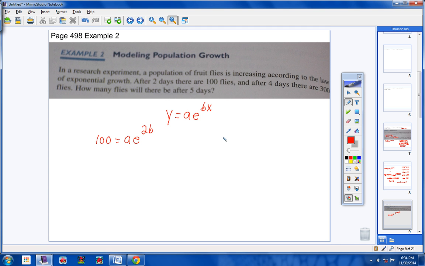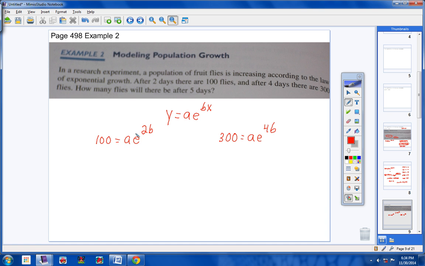Now, my other equation will look like this. After 4 days, there were 300 flies. So 300 equals A, e, and then I would have B times 4, and of course, B times 4 is just 4B. Now, look what you have. Guys, students, listen, in order for you to write the model that you need to predict how many flies there'll be in 5 days, you have to find A and B. Once you know A and B, you can write your model, okay? So we got to find A and B.